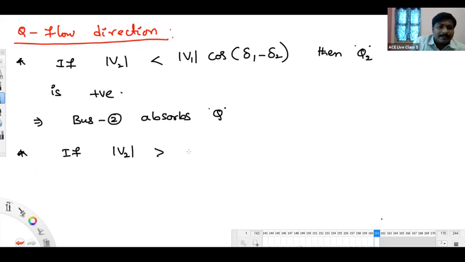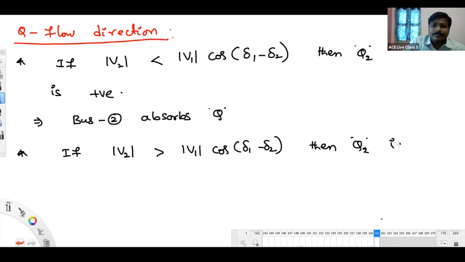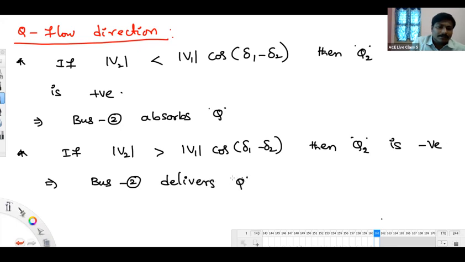Okay, other statement, the opposite. If mod V2 is greater compared to V1 cos of delta 1 minus delta 2, then Q2 will be negative. Q2 negative in the sense that this bus is absorbing negative reactive power, meaning it is going to deliver reactive power. That implies bus 2 delivers reactive power.